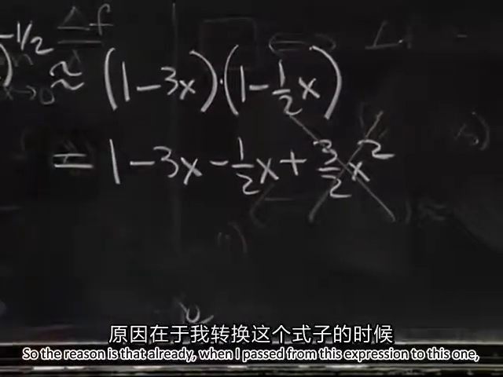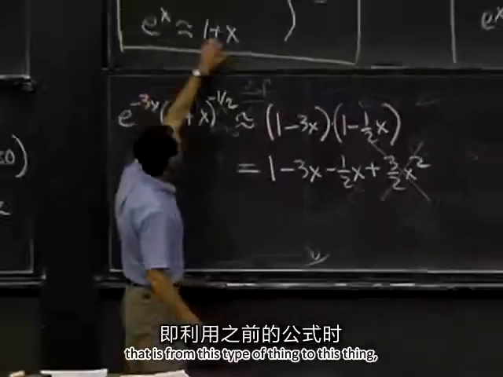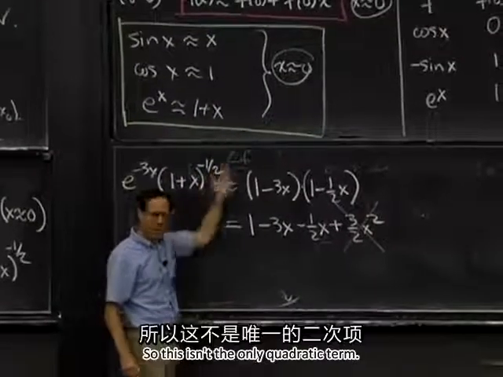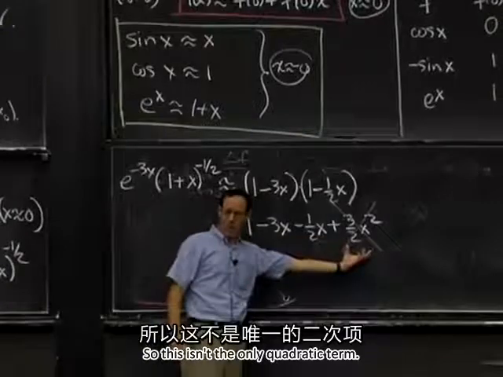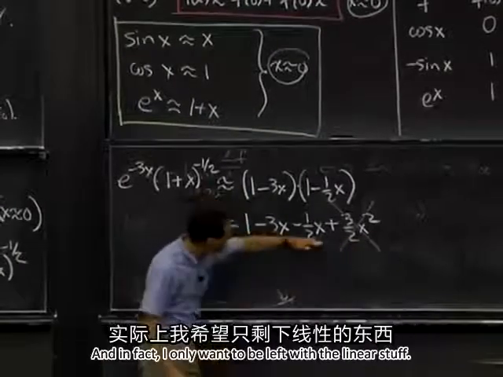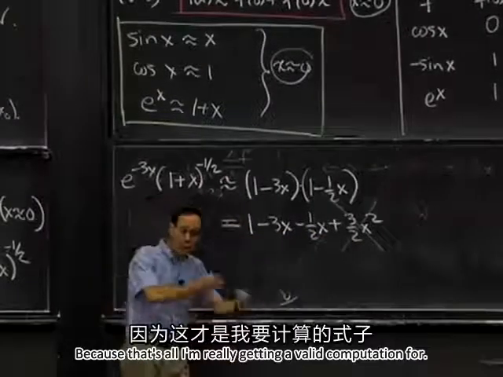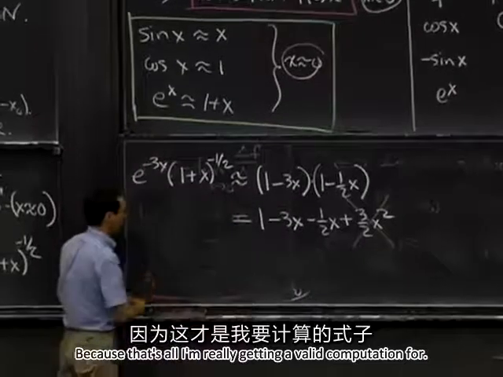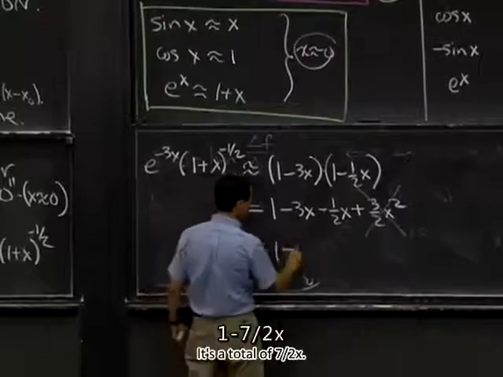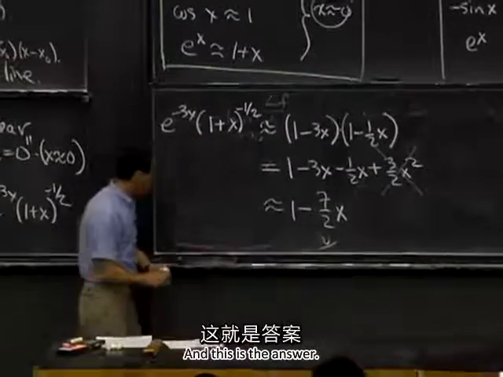So the reason is that already when I passed from this expression to this one, that is from this type of thing to this thing, I was already throwing away quadratic and higher order terms. So this isn't the only quadratic term. There are tons of them. I have to ignore all of them if I'm going to ignore some of them. And in fact, I only want to be left with the linear stuff because that's all I'm really getting a valid computation for. So this is approximately 1 minus, so let's see, it's a total of 7 halves x. All right? And this is the answer.